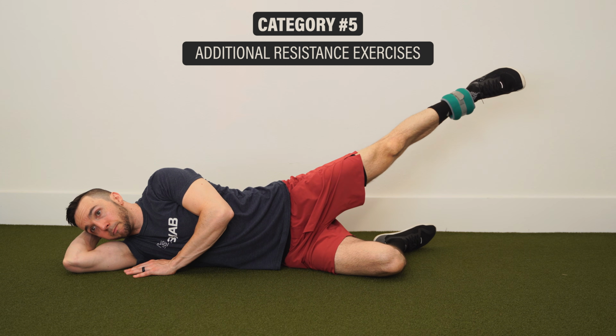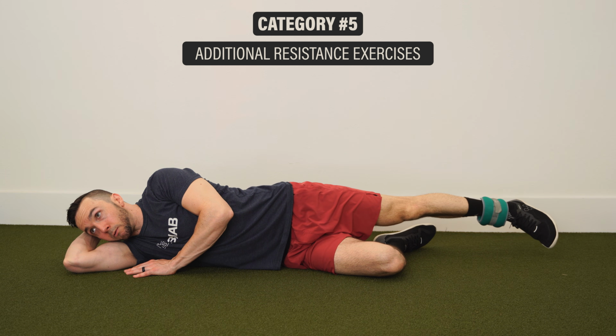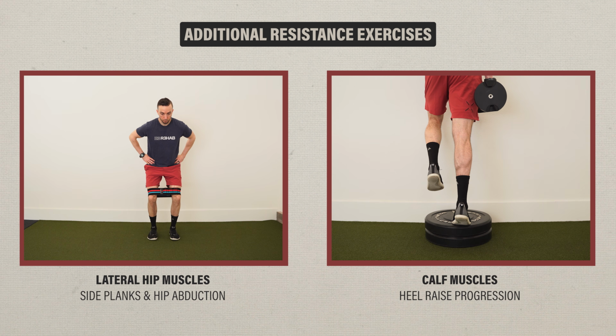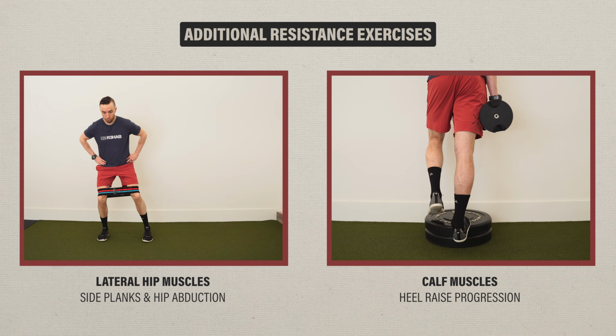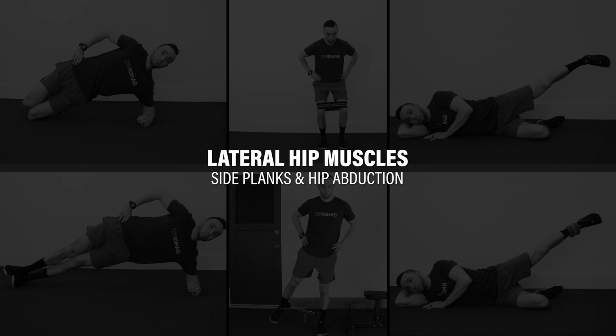Category 5, additional resistance exercises. Targeting the lateral hip and calf muscles can help address other possible deficits and help better prepare you for running in sport. For muscles on the side of your hip, there are several options.